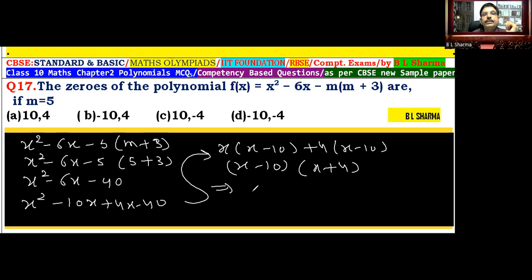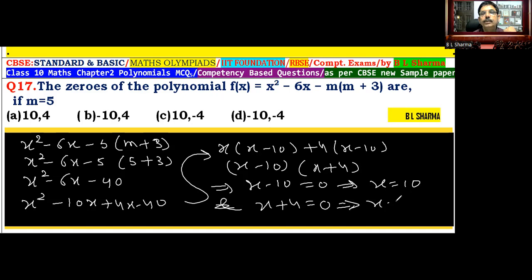To get the value of the zeros, we put each factor equal to 0. So x minus 10 is equal to 0. That is why x is equal to 10. And put the second factor equal to 0, that is x plus 4 is equal to 0. So x is equal to minus 4. So the two zeros are 10 and minus 4. So C is the correct option.